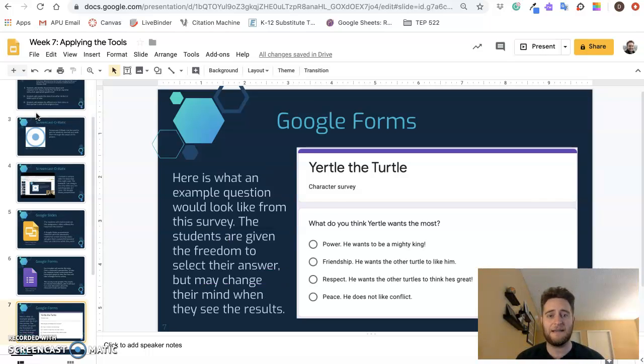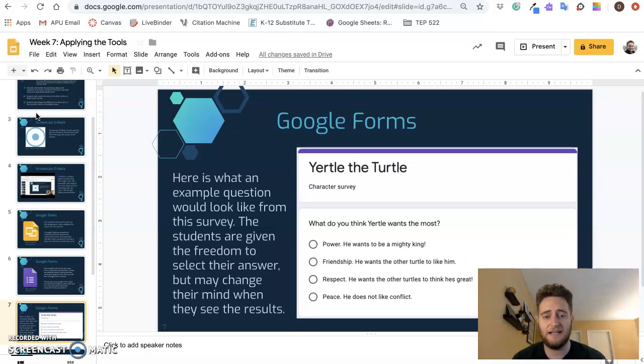So here's an example of what that might look like. It's asking about the character. It's asking about their wants or their characteristics. As they write on their own, it helps them better understand who the two characters are. So this question, pretty easy, is what do you think Yertle wants the most? Two of these answers I think you can make a justification for. Power is probably what I would choose.